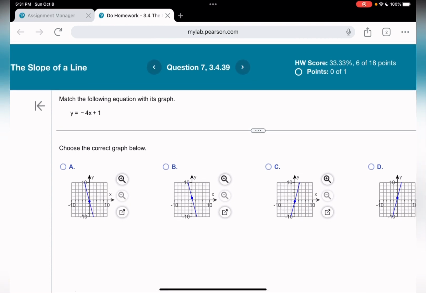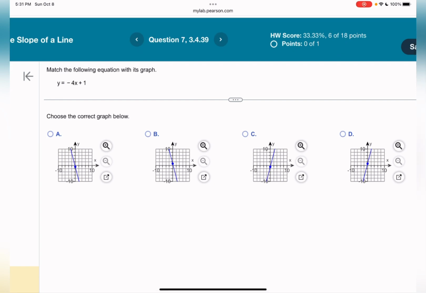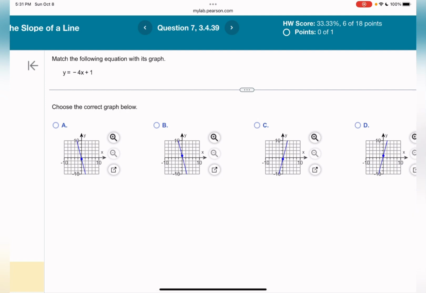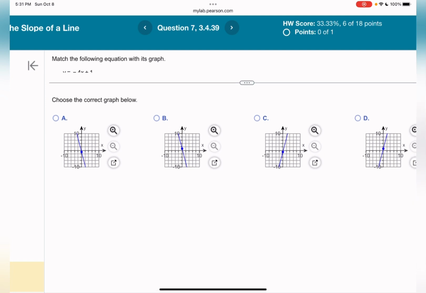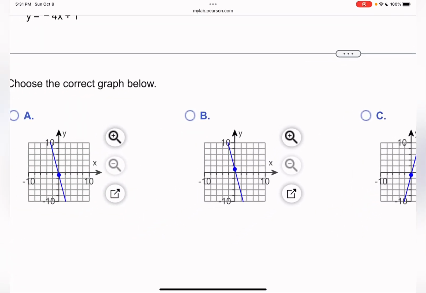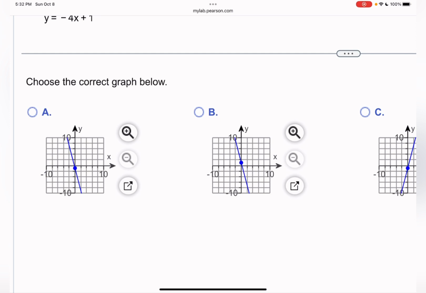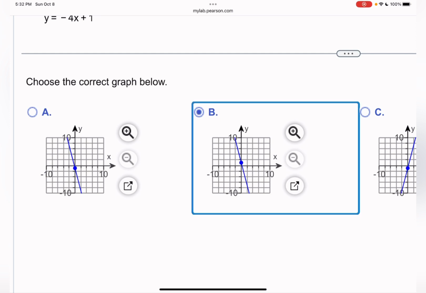Match the following equation with the graph. All right, now our intercept is (0, 1) and the slope is negative 4. Remember one thing, every time the slope is negative, that means your graph is decreasing, going down. When the slope is positive, your graph is increasing, going up. So in this case, C and D are going up, which means that's not the case. Our slope is negative, so it's going to be either A or B. How am I going to identify? This intercept is plus 1. See that? 0 and 1. Let me see which one has 0 and 1. A has 0 and 0. B has 0 and 1. So I'm choosing B.